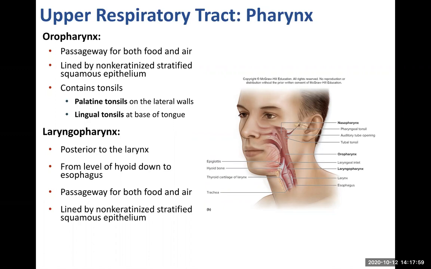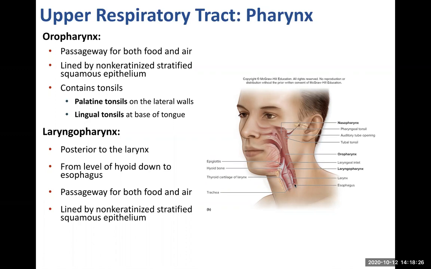And then below the oropharynx, we have the laryngopharynx. So the laryngopharynx is posterior to the larynx, right? So you can see it. Here's the larynx right here. So the laryngopharynx is posterior to it. It basically is from the level of the hyoid bone down to the esophagus, which we can see here.